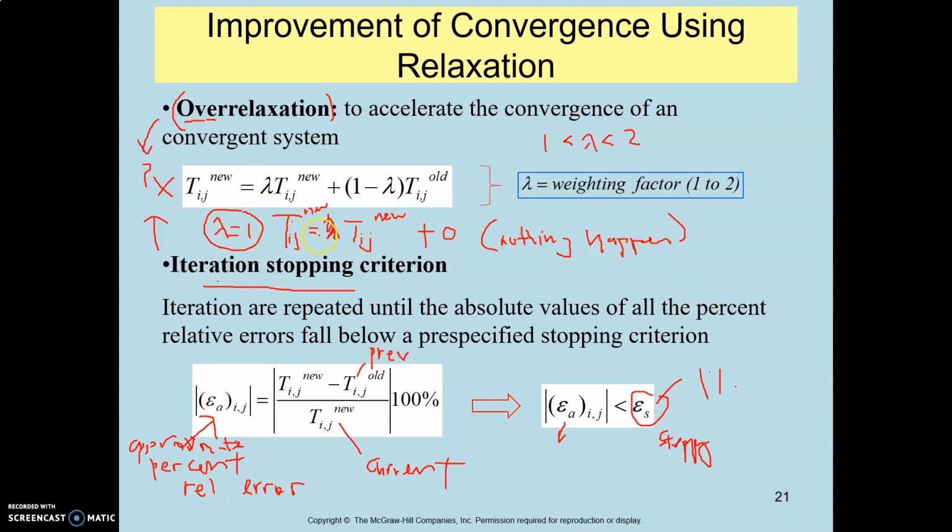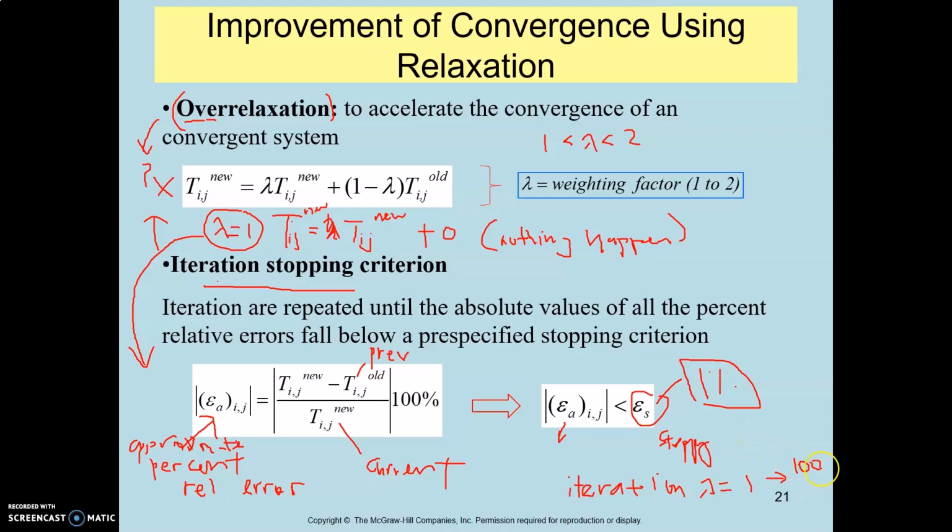When you choose lambda equal to 1 and try to get the answer, it should have an approximate percent relative error of less than 1% before stopping, and you compute how many iterations are needed. When you choose lambda equal to 1, or do not use this equation at all, you get, let's say, 100 iterations to achieve 1%.